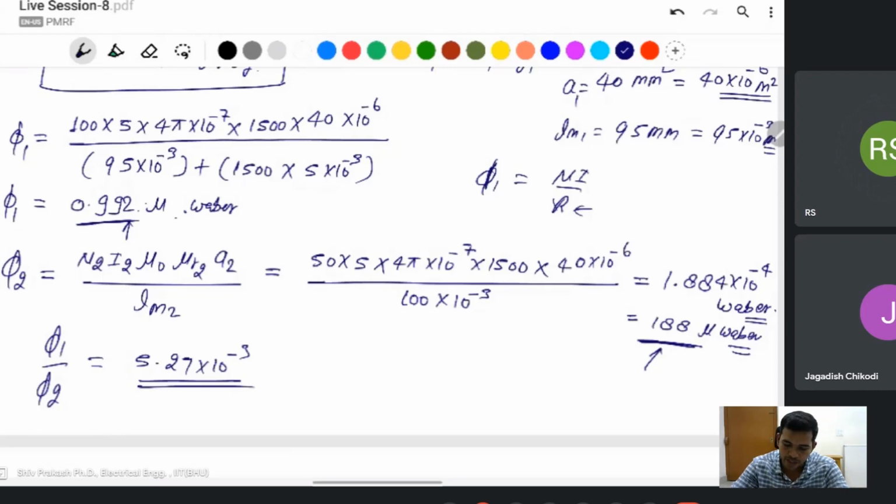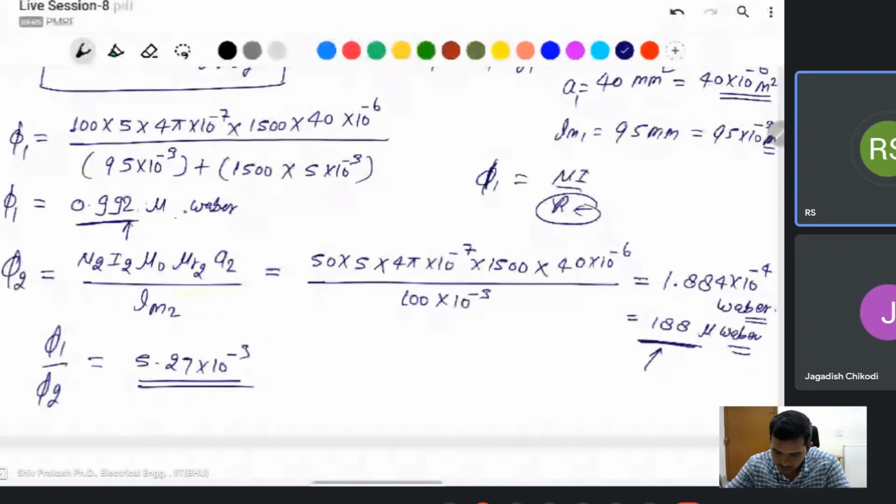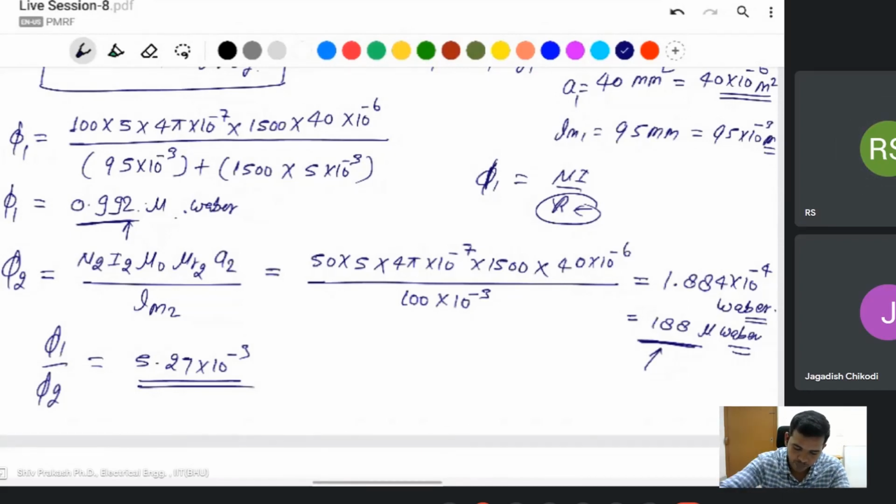If you provide an air gap, reluctance will increase. If more flux passes through a core, then the core will saturate more quickly. That's why you provide an air gap in the core to take a higher current. For high current, you can provide the air gap in the core, and then that core can sustain the higher current rate.